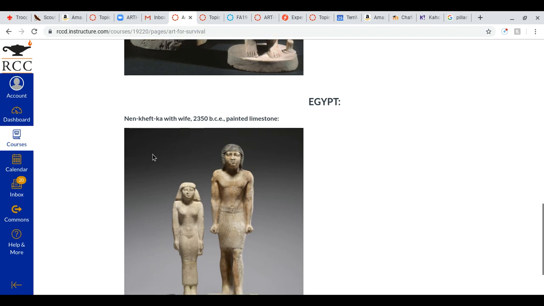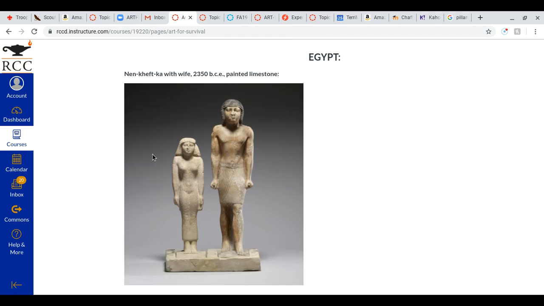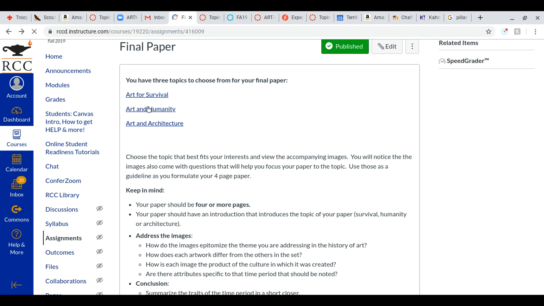And then after that is Egypt. This one takes a little bit of a turn because with Egypt, we talk about these Ka statues. And so it has to do with survival in the next life and not in this life. So that one's your little different one in this set of images. And then, of course, you would end your paper with a conclusion.